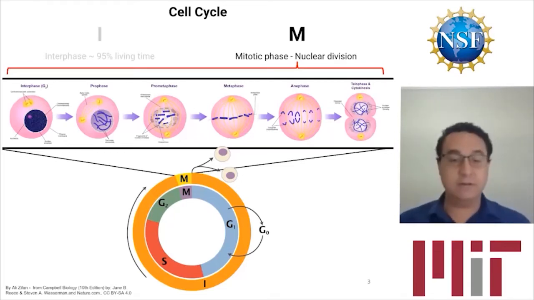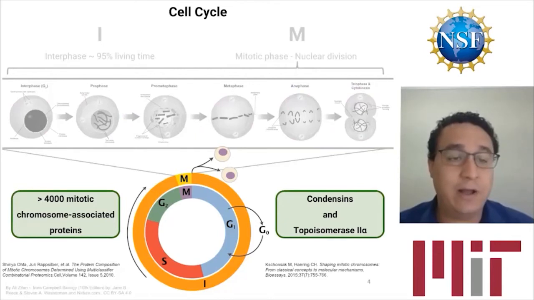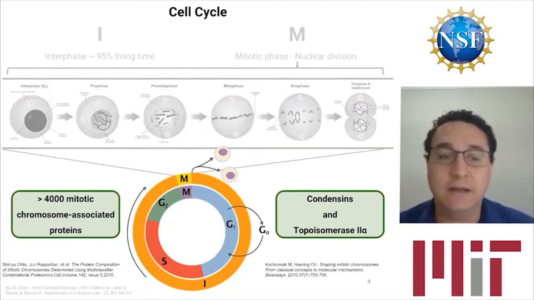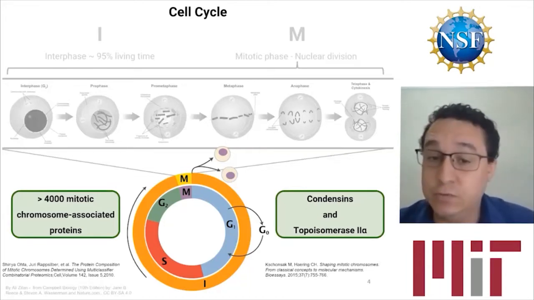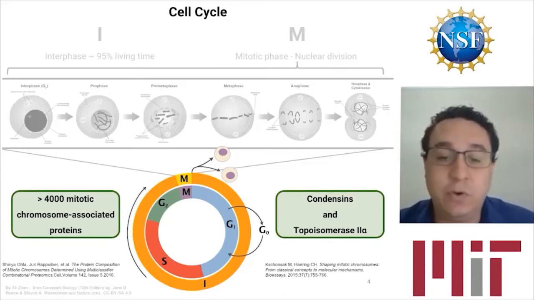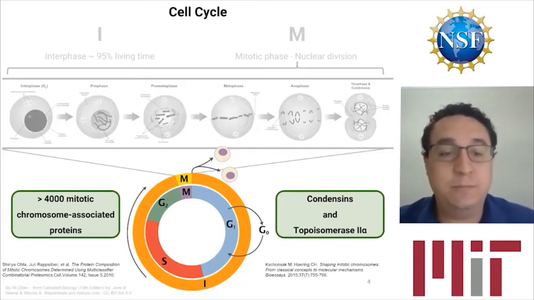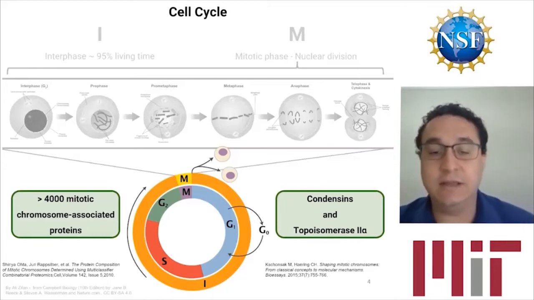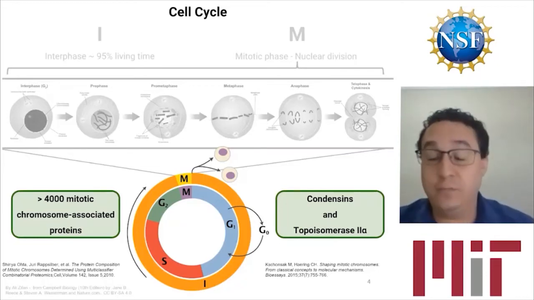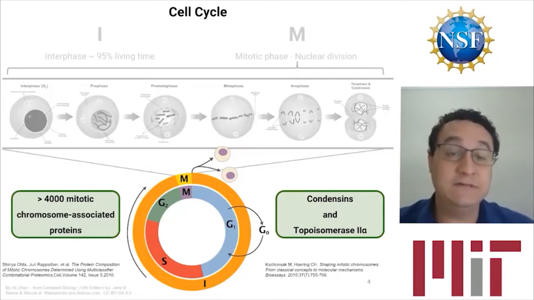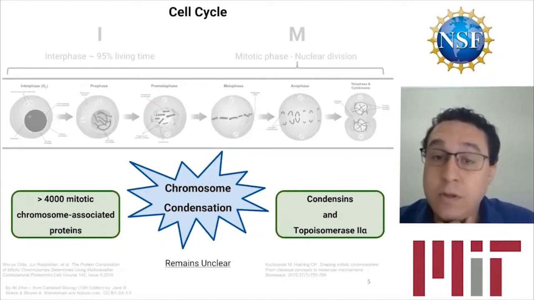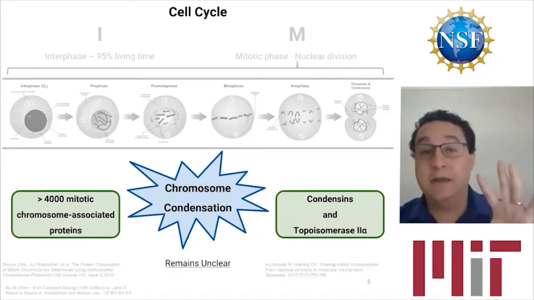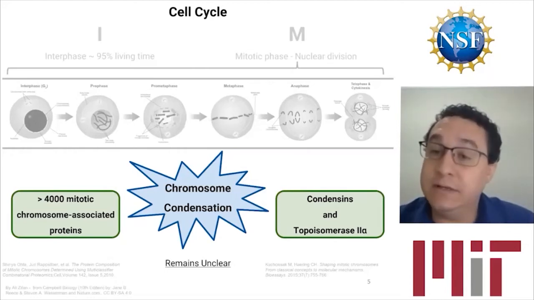You can imagine, around 4,000 different proteins were reported acting in this whole process. This includes, of course, condensins and topoisomerases too, which you know play an important role in chromosome condensation and in removing entanglements and knots which could appear. So there are a lot of things that we already know about this process, but the major key points are still unclear.